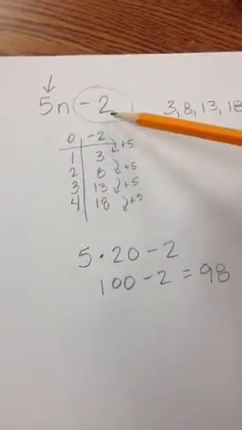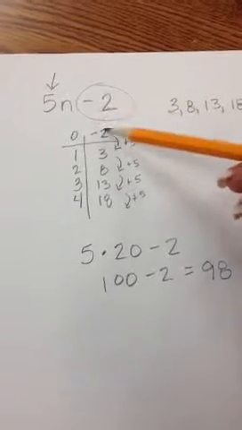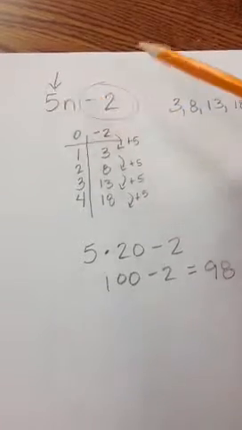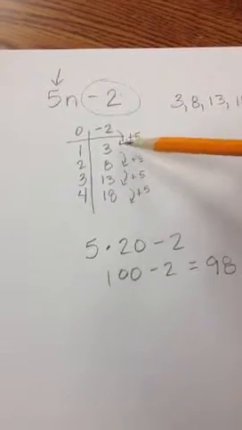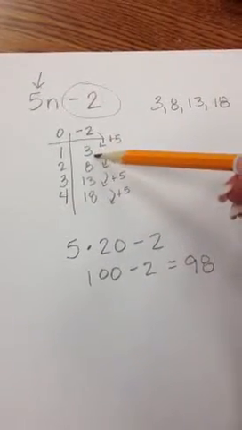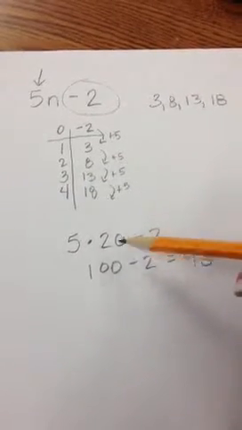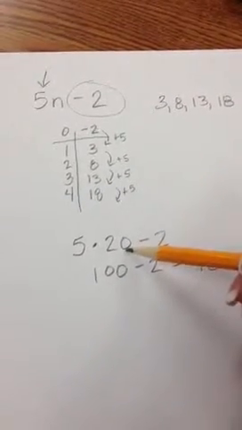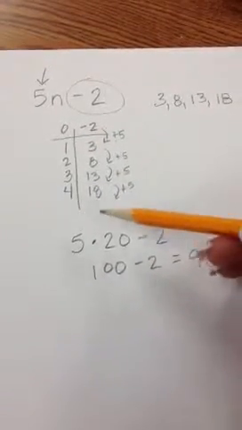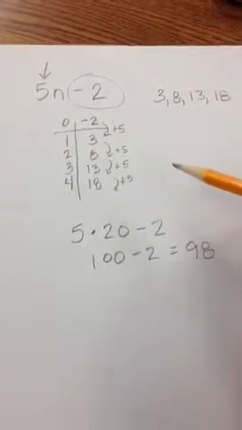So remember, when you're looking at just the rule, you want to find your zero number, put it in your chart, and then you want to see what you're multiplying by, and that's what you increase by each time throughout your pattern or your sequence, and then your first number of your sequence is 3. If you're trying to find the 20th term, whatever term they give you, you want to put 20 in place of the n because that's the number they gave you. So 5 times 20 is 100, and then subtract 2 would give you 98.